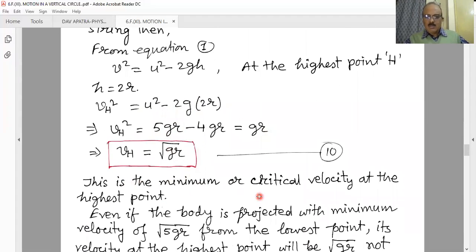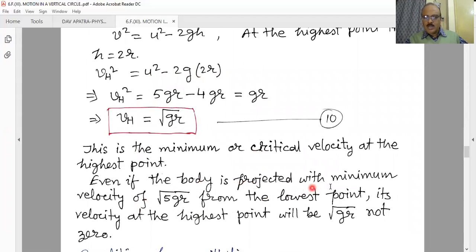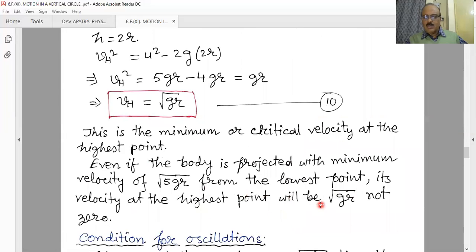That means it is the minimum or critical velocity at the highest point. Even if the body is projected with minimum velocity root over 5gr from the lowest point, its velocity at the highest point will be root over gr, not 0. That means the velocity will not be 0 at the highest point. There is a misconception. Someone thinks that at the highest point the velocity will be 0, and that is possible. It is not possible. If the velocity at the lowest point is less than root over 5gr, then also there will be no such type of motion.